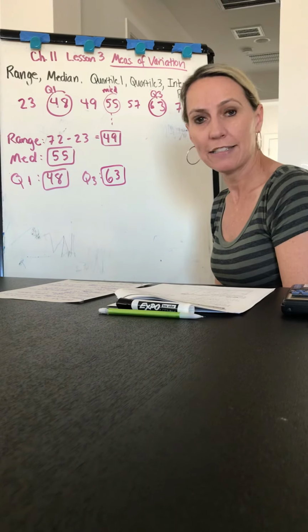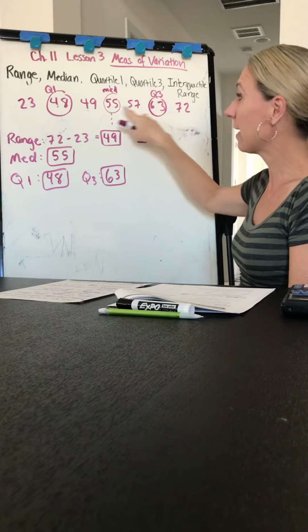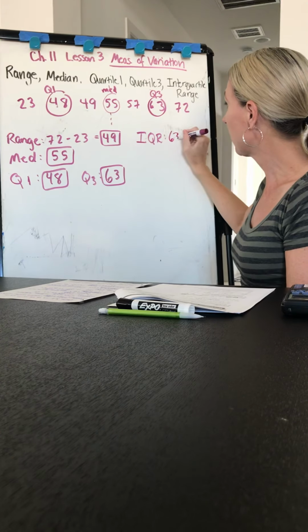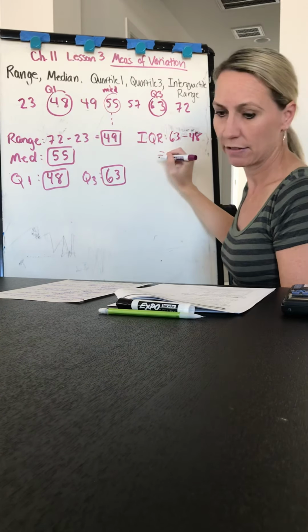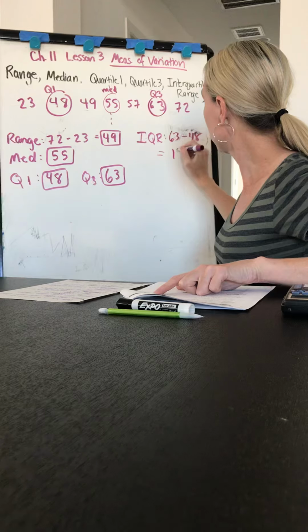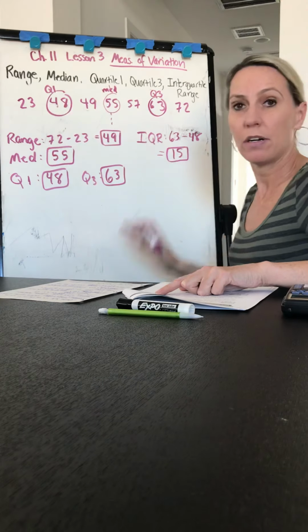Okay? Then the next thing we're gonna do is find what's called the interquartile range. Okay, and if you guys remember how to do that, I'm gonna call it IQR. You're gonna subtract Q3 minus Q1. So we have 63 minus 48. Okay, and we get 15. Okay, now that is what all of that is.